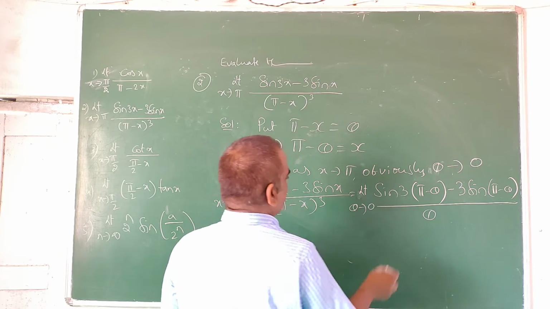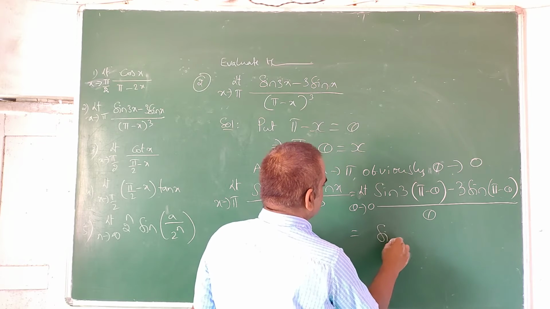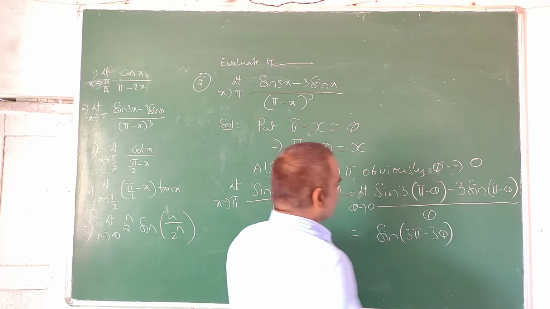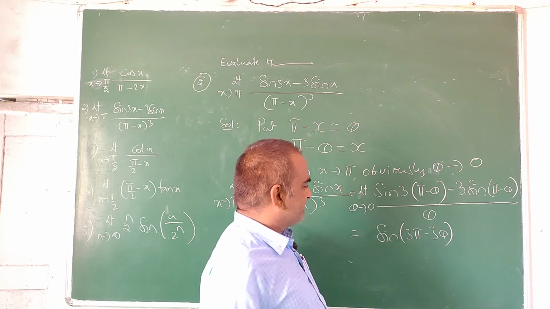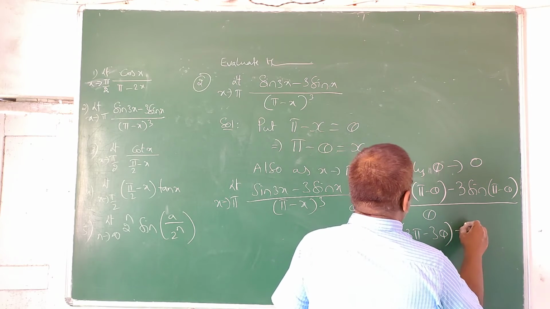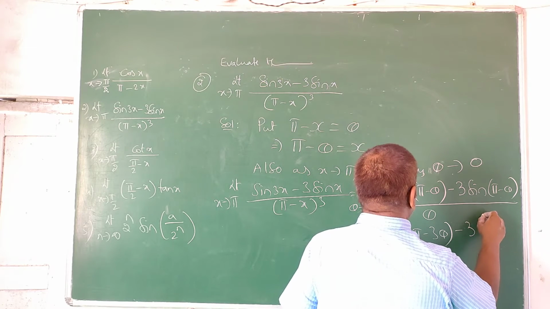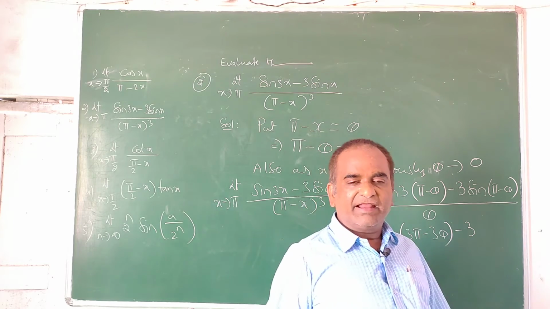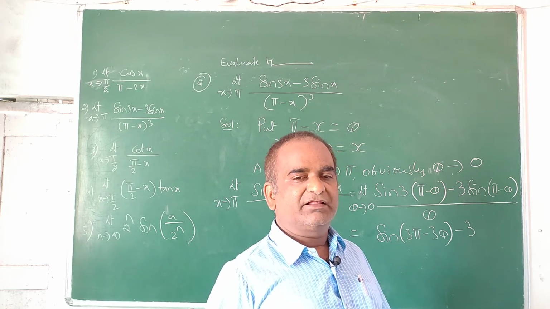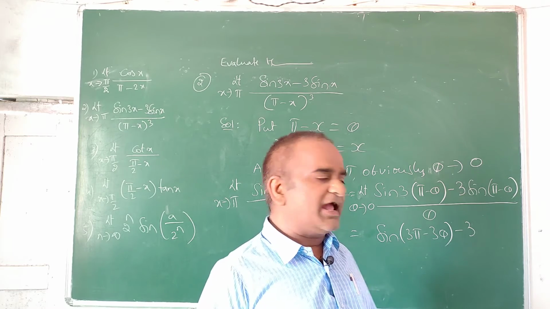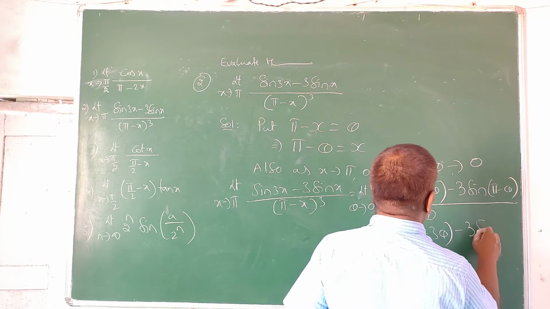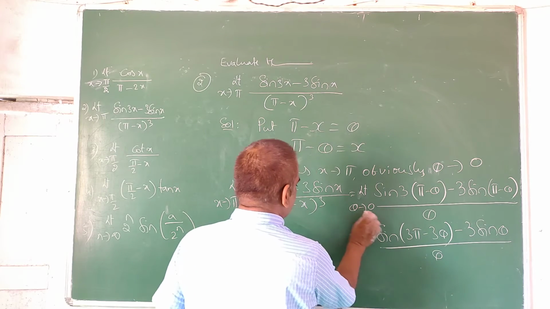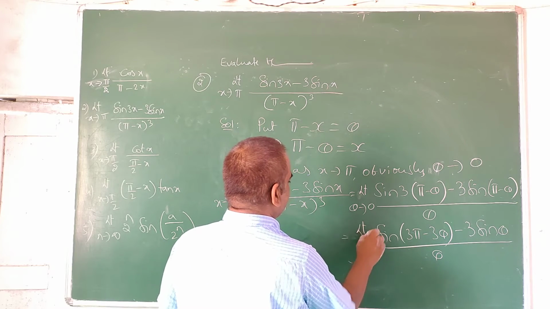theta tends to 0. So this is equal to sin of 3 pi minus 3 theta, I am multiplying, minus 3 into sin of pi minus theta. Pi minus theta lies in the second quadrant. So sin of pi minus theta is sin theta only. So it is sin theta by theta, limit theta tends to 0.